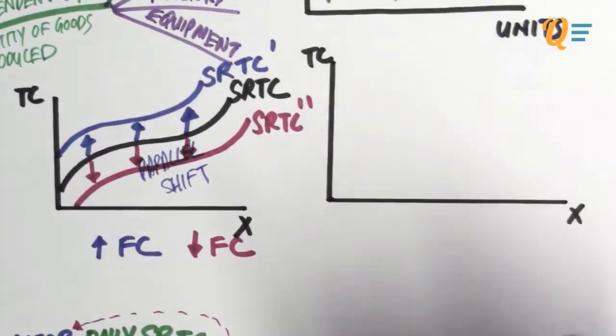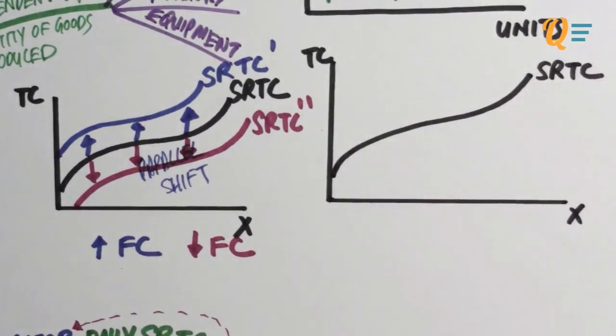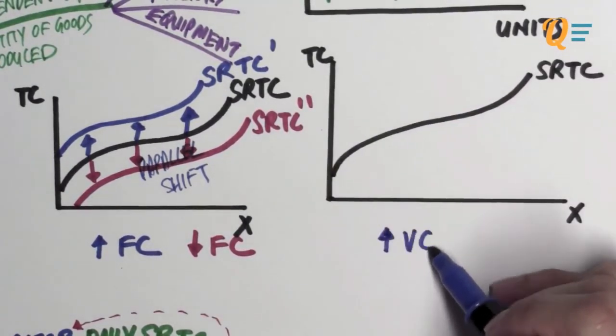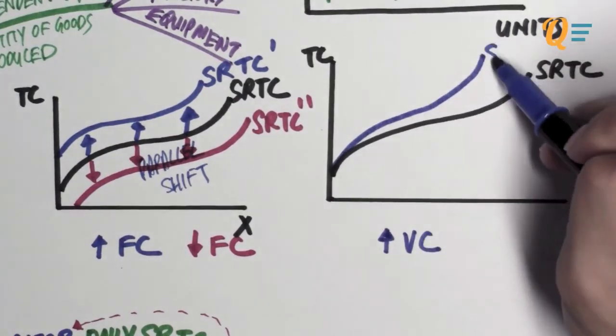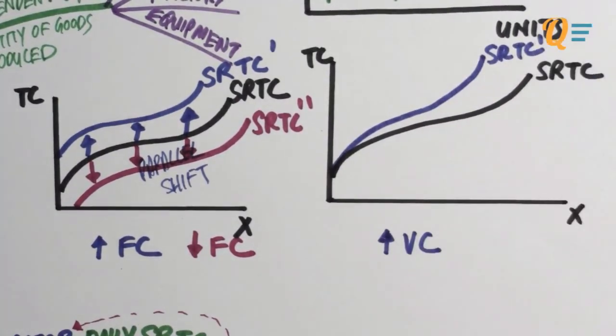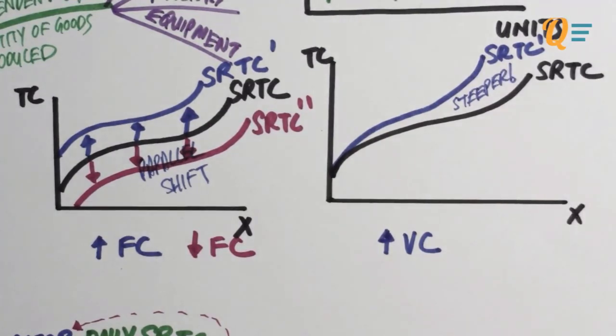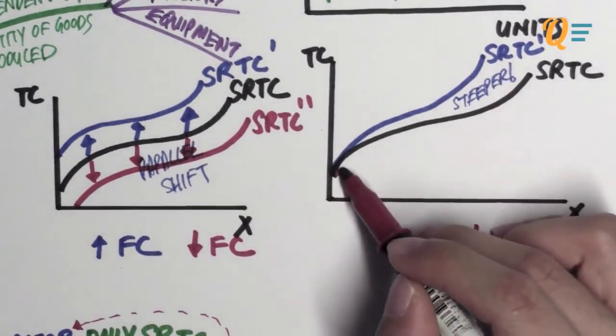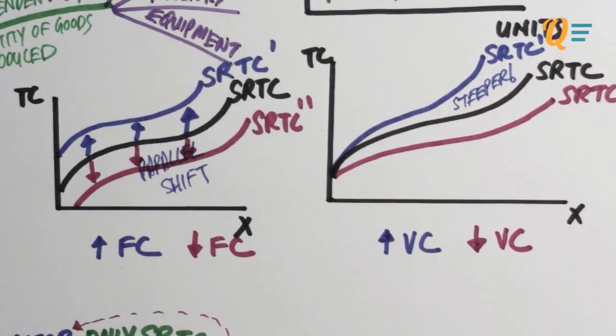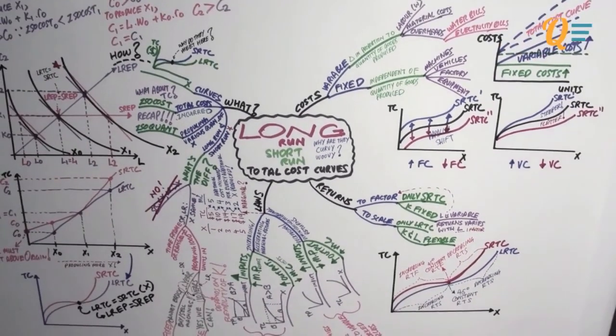Now, let's take a look at the other type of cost change, which is the change in variable cost. So let's say there's an increase in variable cost, your short run total cost is going to increase in its gradient, it's going to be steeper. And when there's a decrease in the variable cost, your short run total cost curve is going to become flatter. So that is the two very simple dynamics of your total cost curves.